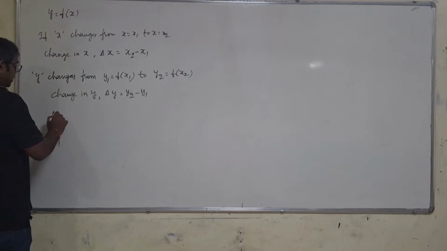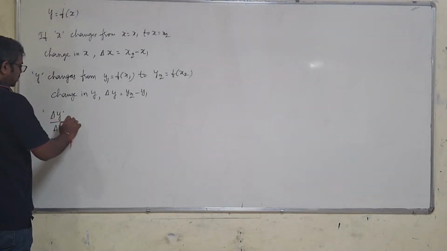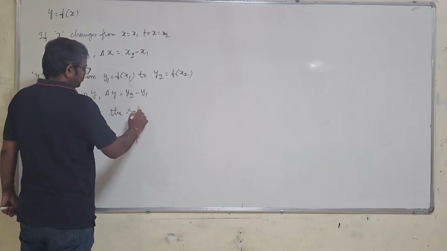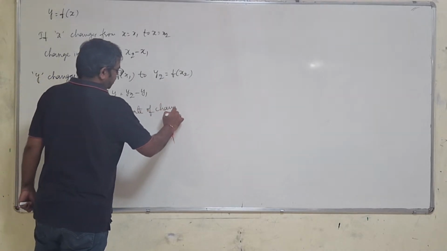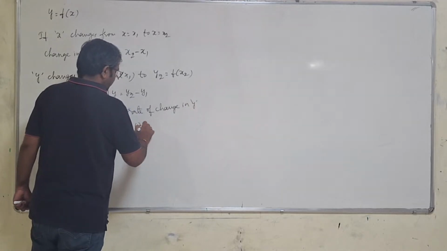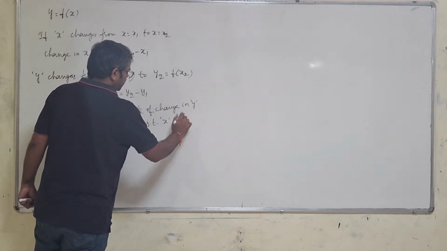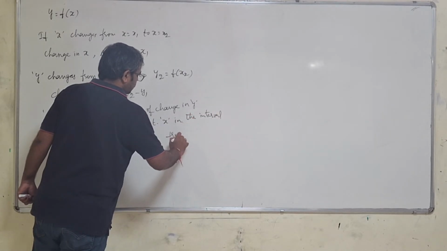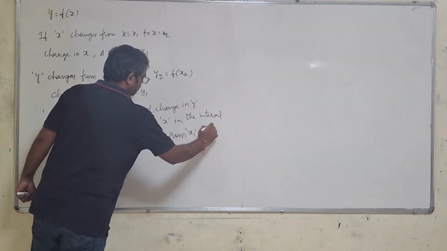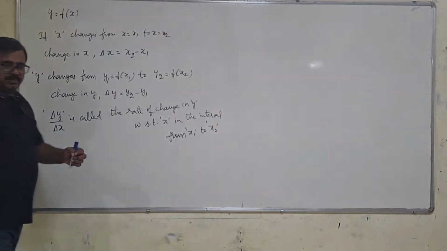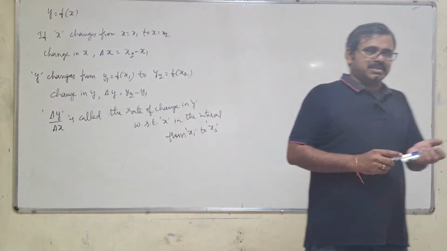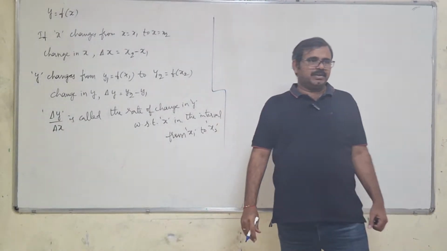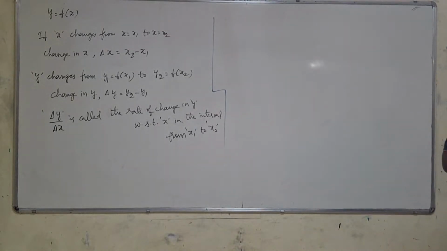Delta y by delta x here is called the rate of change. Rate of change in y with respect to x in the interval from x1 to x2. So this is very important. Delta y by delta x is called rate of change. What does this mean? I'll give you a few examples to understand. Right?